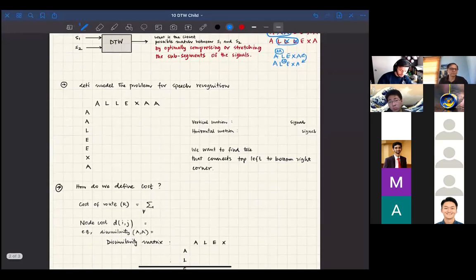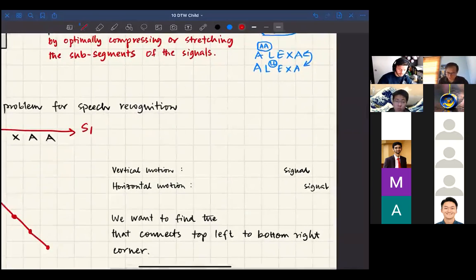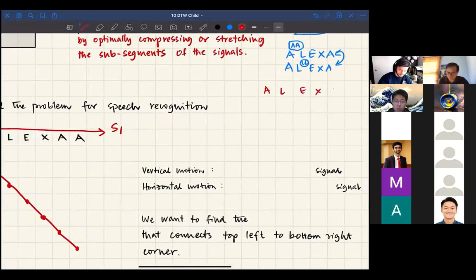So how do we do this? Let's model this problem for speech recognition. Okay. So what we will do is write signal S1 as multiple columns, the samples of signal S1, and the samples of signal S2 as multiple rows. And now look, if the two signals were identical, then the best alignment comes from going down the diagonal. If the two signals were aligned absolutely perfectly, Alexa and Alexa.